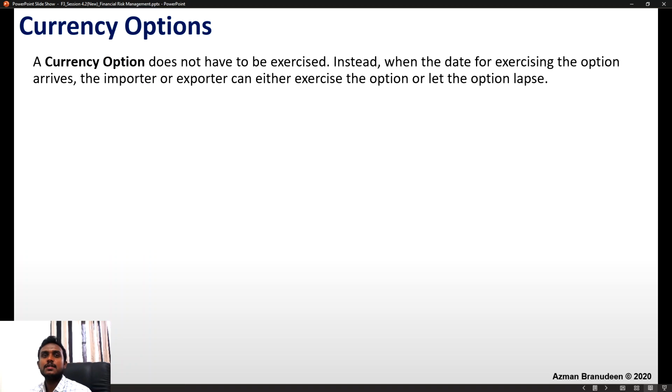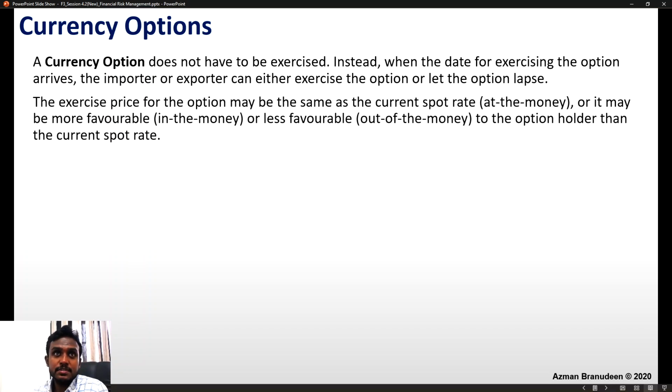Currency options. So a currency option does not have to be exercised. Instead, when the date for exercising the option arrives, the importer or exporter can either exercise or let it lapse. The exercise price may be the same as the current spot rate. If so, we call it an at-the-money option, or it may be more favorable, in the money, or less favorable, out of the money, to the option holder exercising the option.